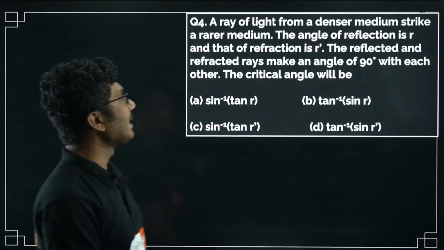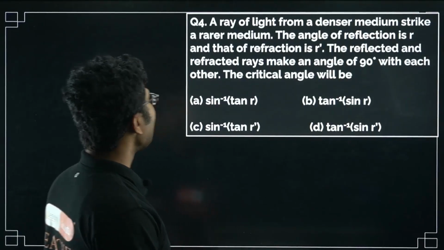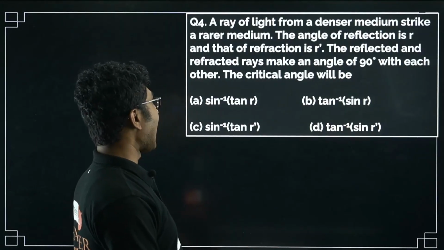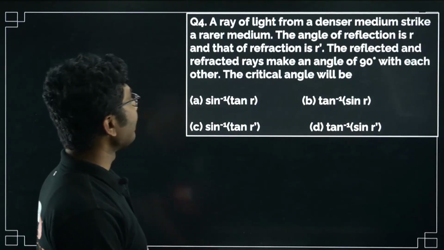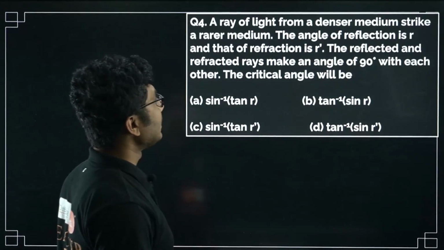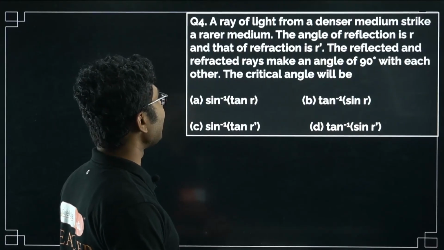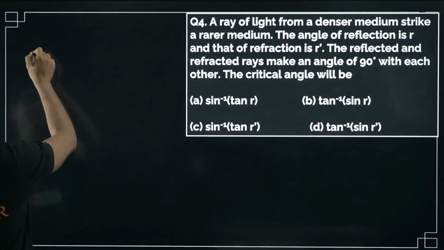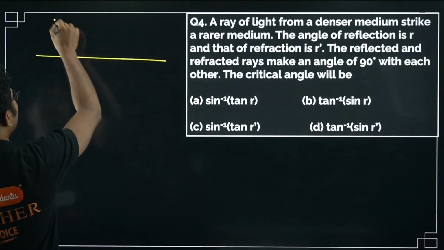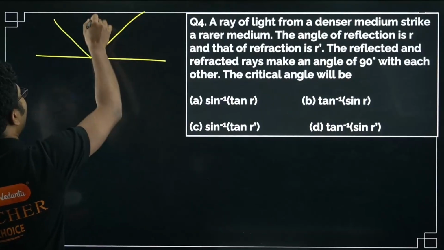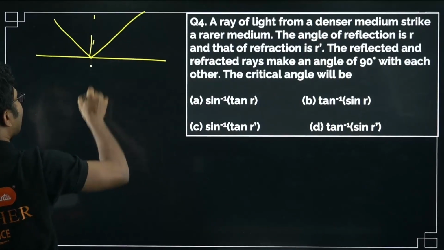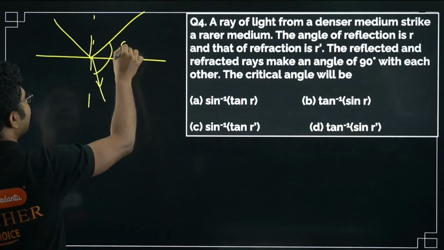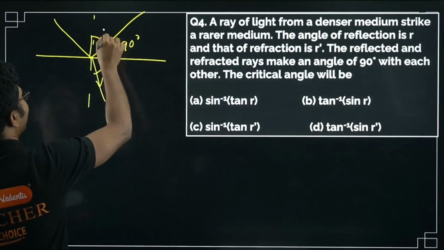A ray of light from a denser medium strikes a rarer medium, the angle of reflection is r, and that of refraction is r dash. The reflected and refracted rays make an angle of 90 degrees with each other. The critical angle of the medium is? So here we have a ray, it is partly refracted and partly reflected. This angle is 90 degrees. The angle of refraction is r.